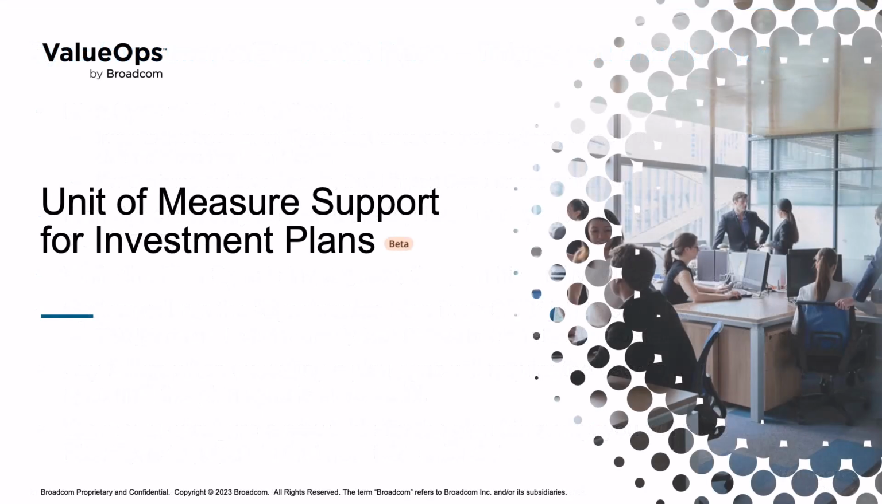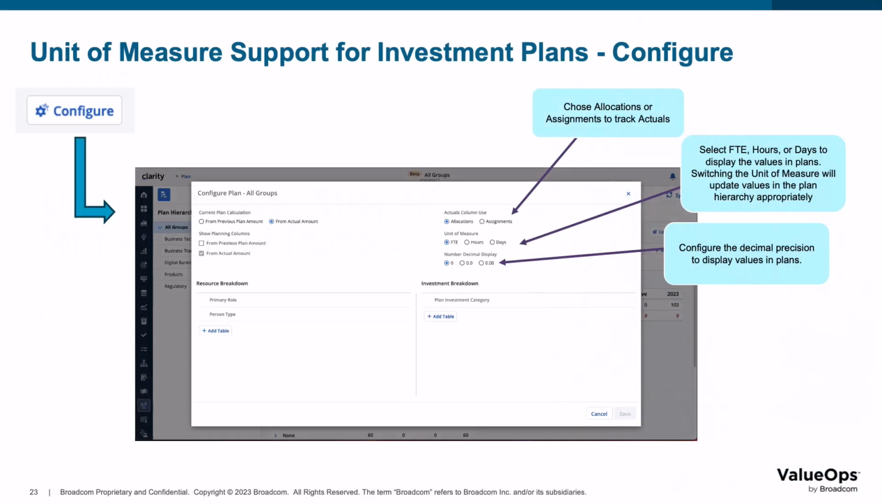So let's cover more detail of the unit of measure support for investment plans. We enhanced what we've done under configure. If you click configure, we have a couple new options here related to unit of measure. You can use that in terms of what you want to plan in terms of actuals. Actuals in terms of plan is either allocations or assignments, or total usage that you bring over.